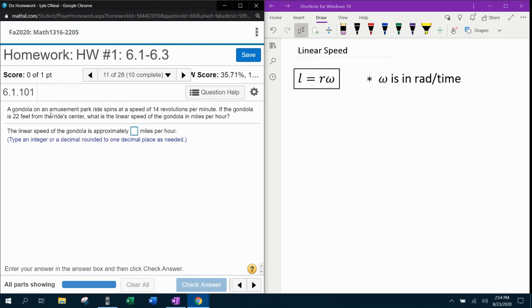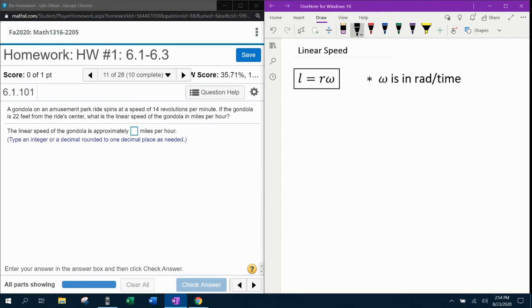A gondola on an amusement park ride spins at a speed of 14 revolutions per minute. If the gondola is 22 feet from the ride center, what is the linear speed of the gondola in miles per hour?